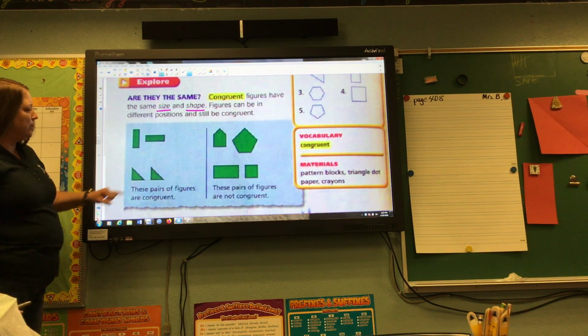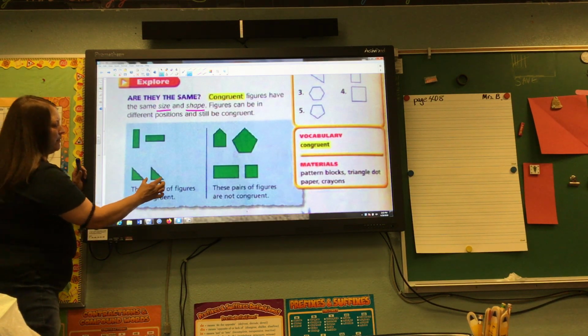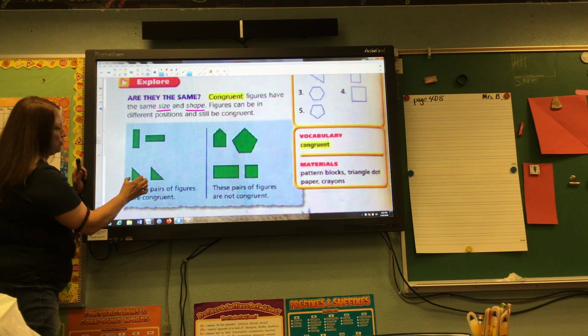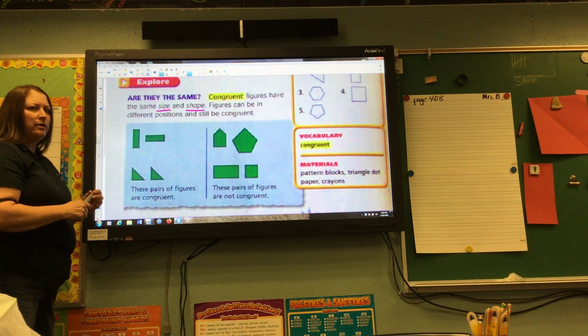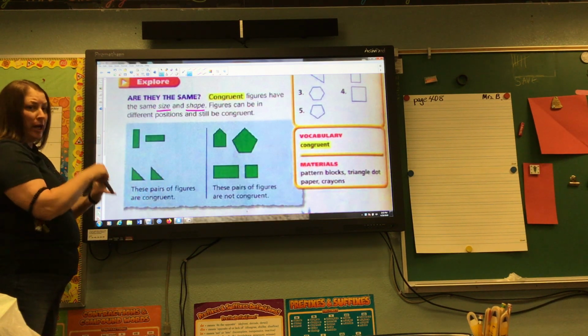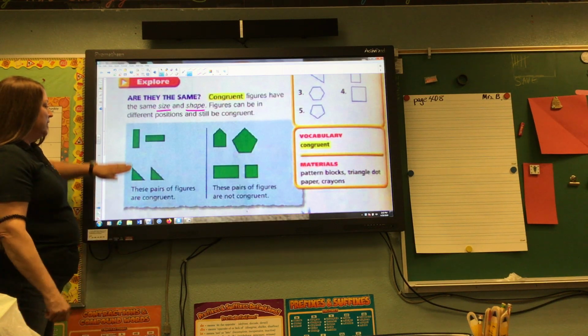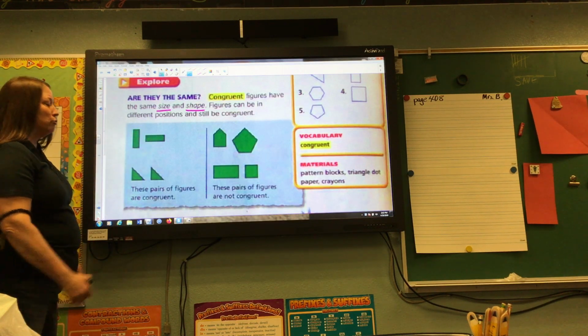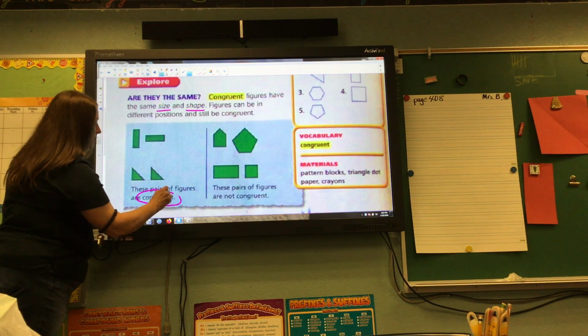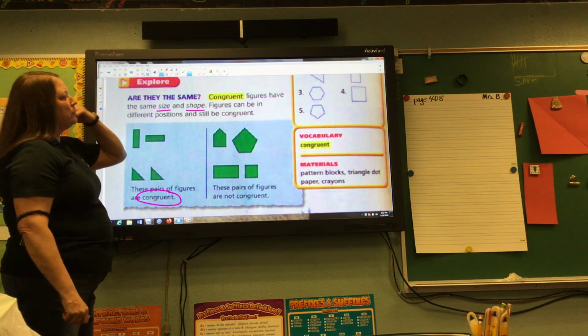Same thing for our triangles down here. I have a feeling if I was able to take this triangle and scoot it over, it would cover that triangle completely. They would be the same shape and the same size. These two pairs of figures are congruent. There's our word again, congruent. Now take a look at our shapes over here.